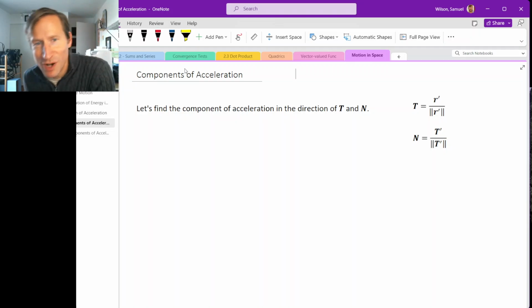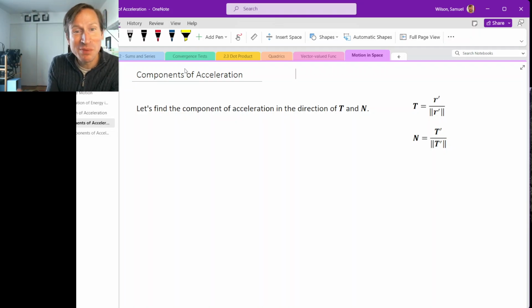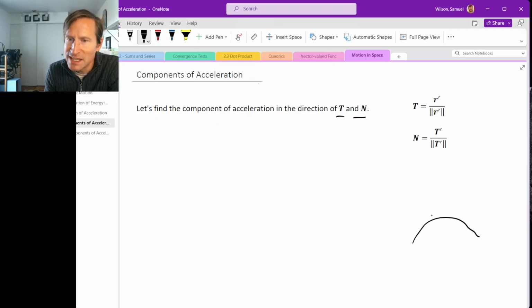Now that we know what directions will be part of our acceleration, let's return to our original task, which is to find the component of the acceleration of some motion r of t in each of these directions, the unit tangent direction and the normal direction. Just as a reminder, if we have some motion like this, our vector r prime is going to be pointing in the direction of motion. Capital T also points in the direction of motion, but it is a unit vector.